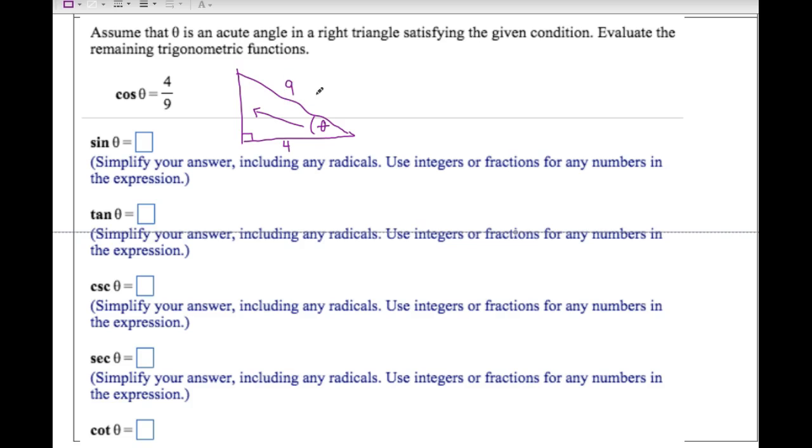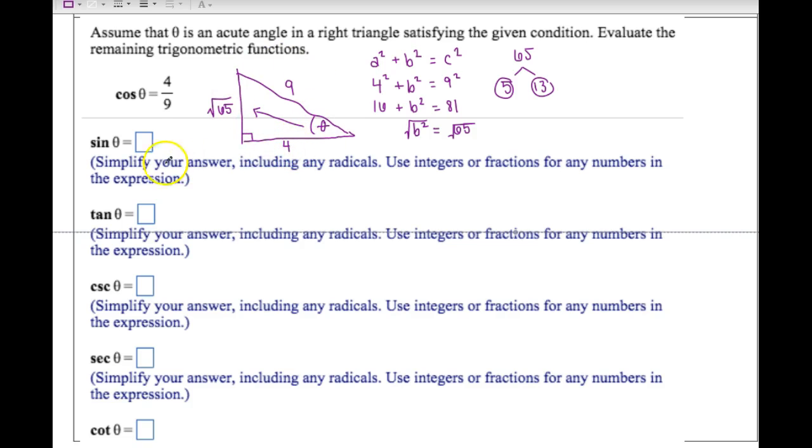Okay? So, I can use the Pythagorean theorem to find my third side. So I used a squared plus b squared equals c squared, and I plugged everything in. 16 plus b squared equals 81. I'm going to subtract 16 from both sides. And I've got b squared equals 65. When I take the square root, root 65, if you do the factor tree, this is 5 times 13. So I can't reduce this as a radical anymore. This is as reduced as it gets. So root 65 is my opposite side.